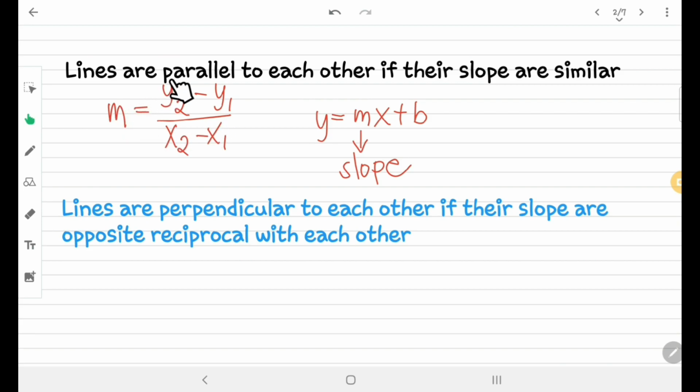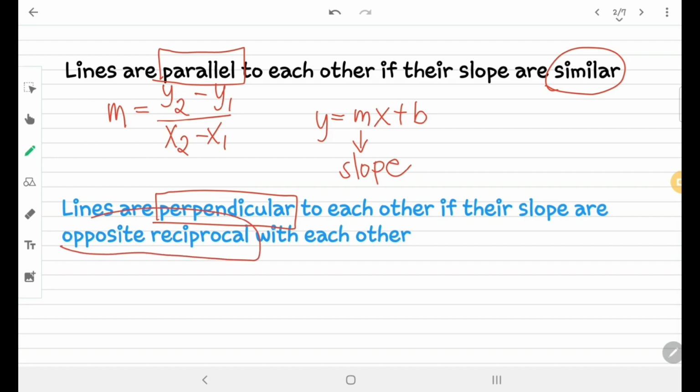So, para malaman natin kung parallel or perpendicular, i-compare natin yung slope. So, identify muna natin yung slope and then, tsaka natin malaman kung parallel ba or perpendicular sila. So, kapag pareho, similar, yan yung parallel. Pero, kapag sinabi natin perpendicular, yung slopes daw are opposite reciprocal with each other. So, syempre, pag similar, yun na yun.